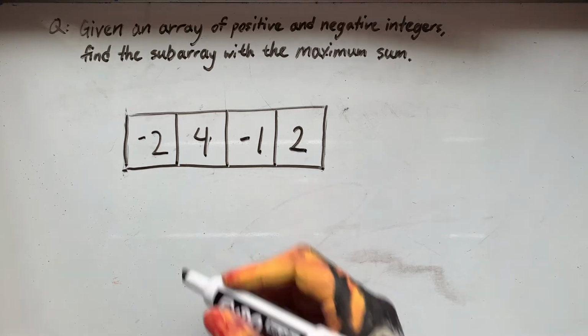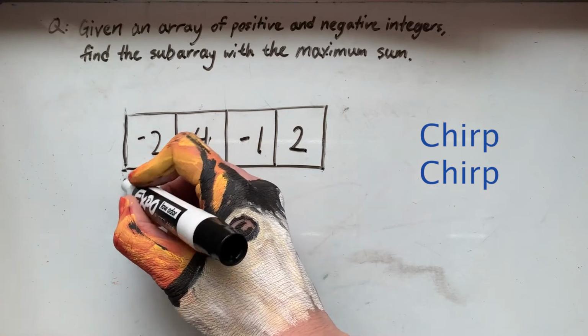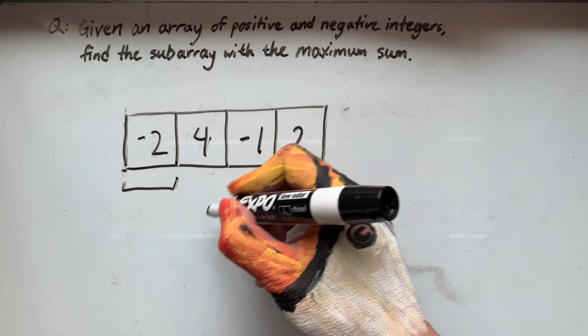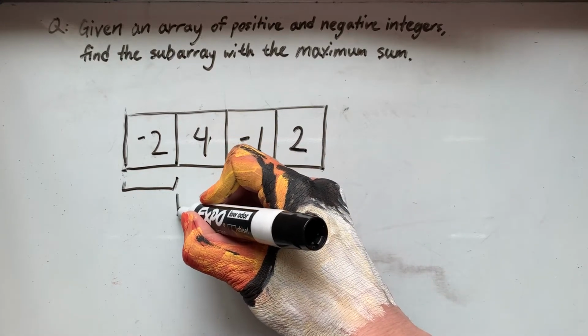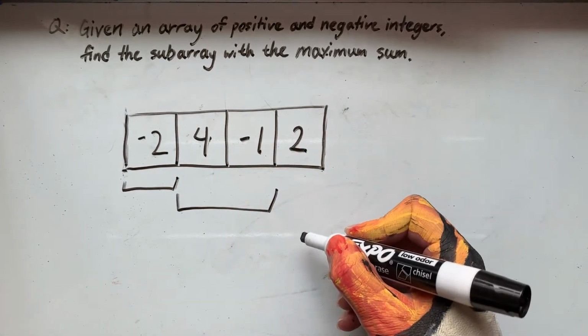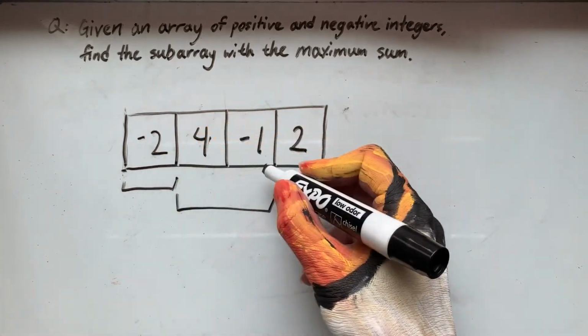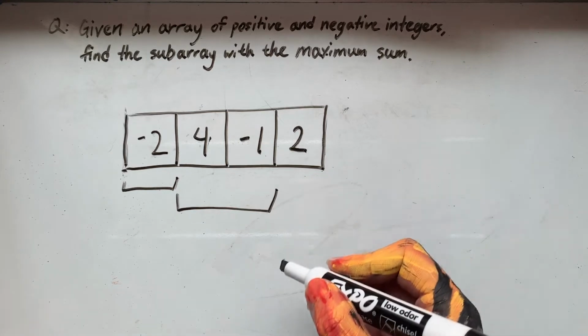So for example, this would be a contiguous portion of the array. This would also be a contiguous portion of the array, whereas if you just have -2 and -1, that would not be a contiguous portion.